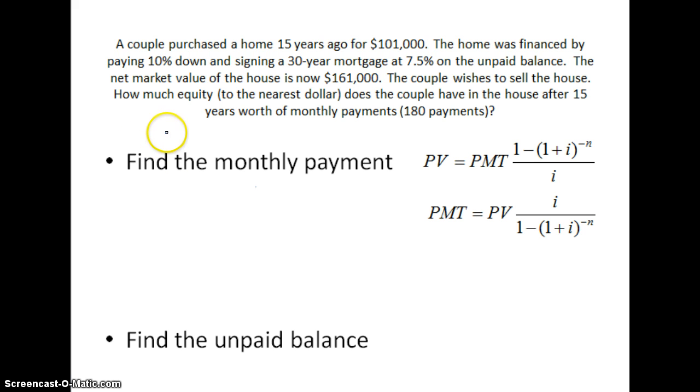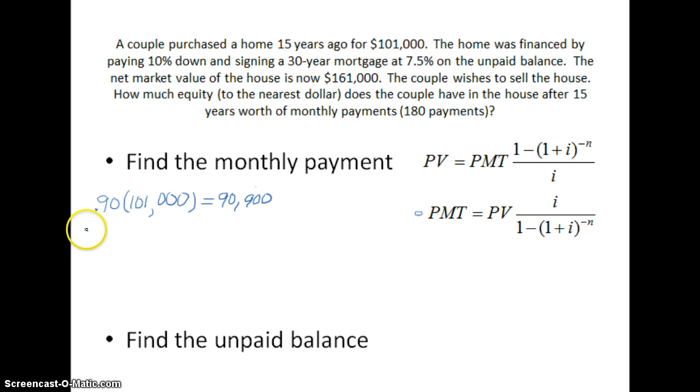So a couple things. We're told that they paid 10% down. So if they paid 10% down, they actually financed 90% of the amount. So if I take 90% times the purchase price, I come up with the amount that they financed was $90,900. Now, since I want to calculate their payment, I'm going to use this version of the formula right here.